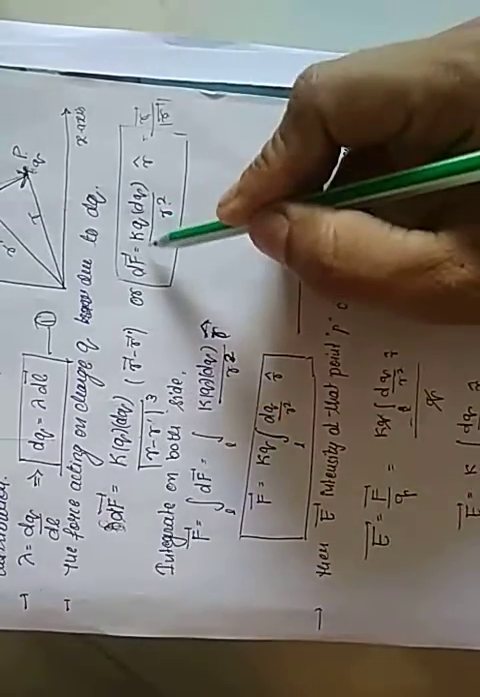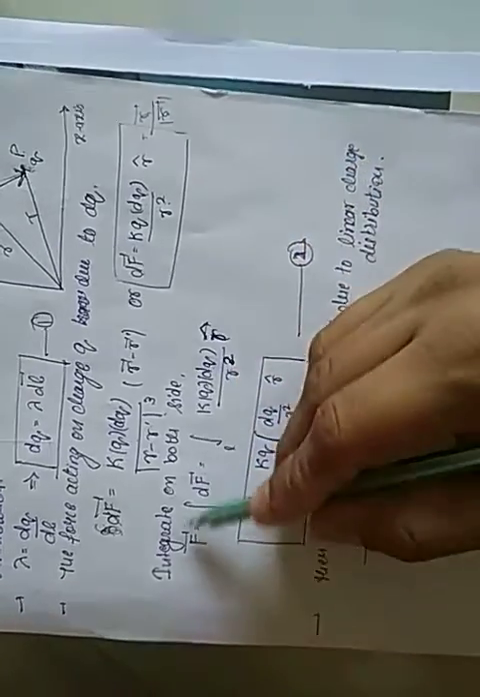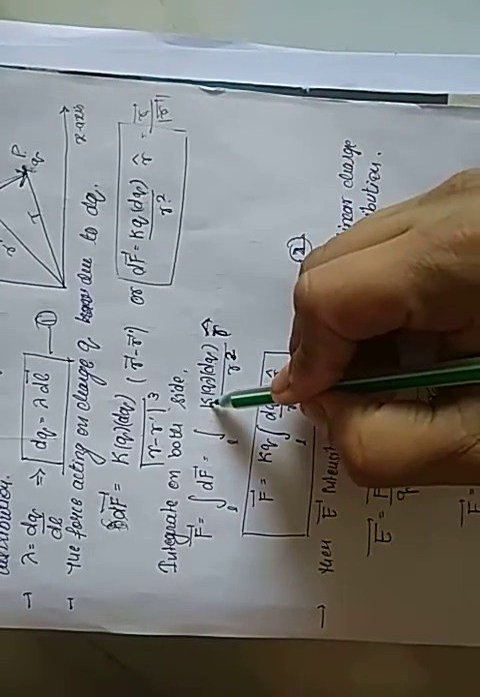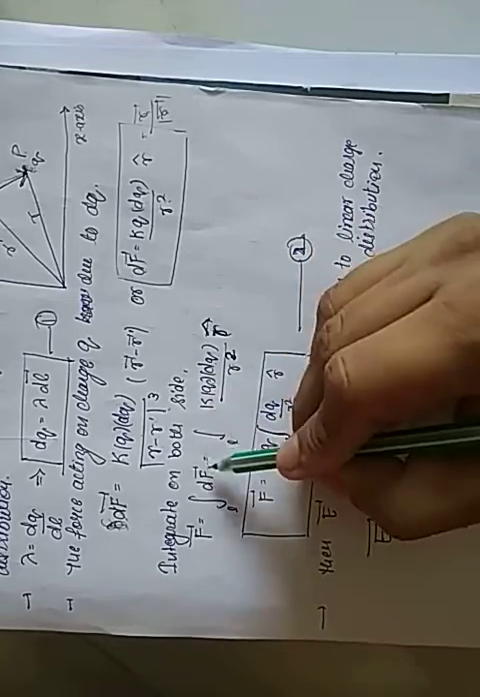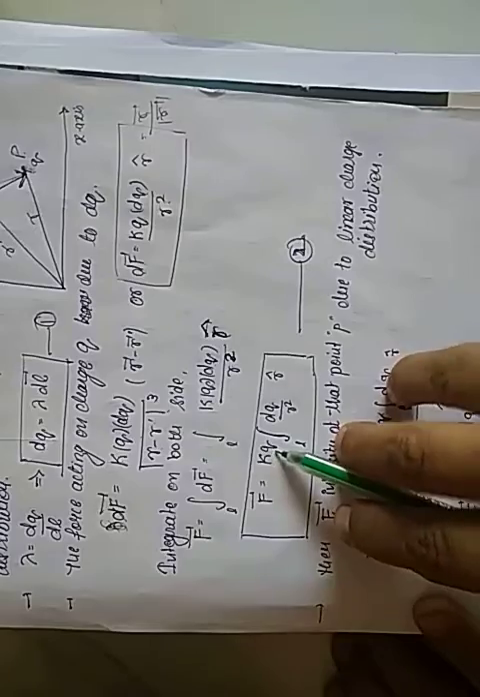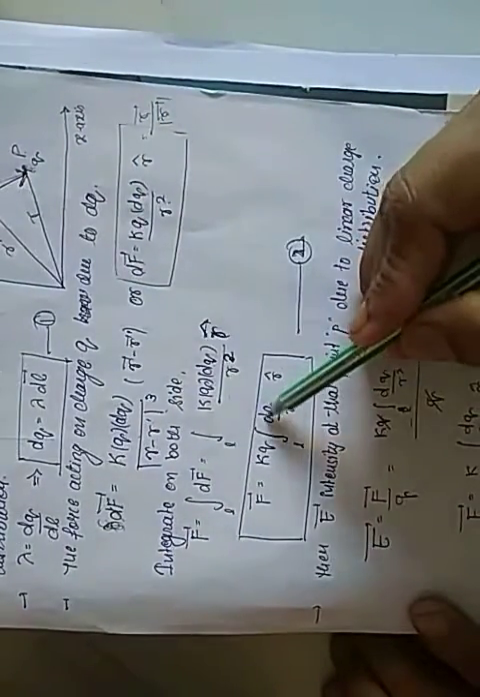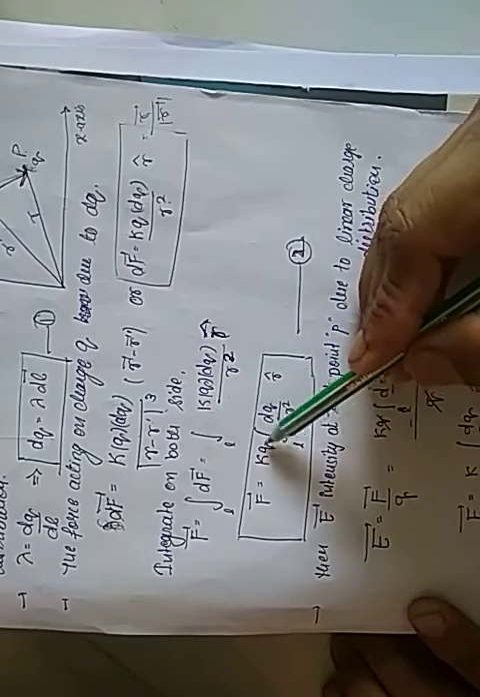So we have the force from here: k q dq upon r squared, I am putting it here. Now if we integrate, k is a constant, take it outside, and q is a constant, take it outside. Here the differential of q is present, and r squared. So put this as equation number 2. Now this is the formula of force between a small segment charge and a charge outside it.